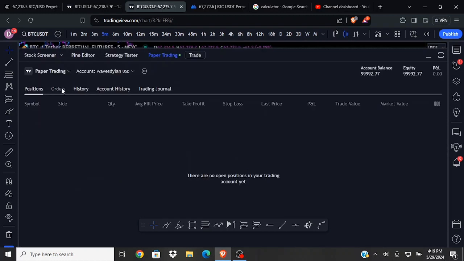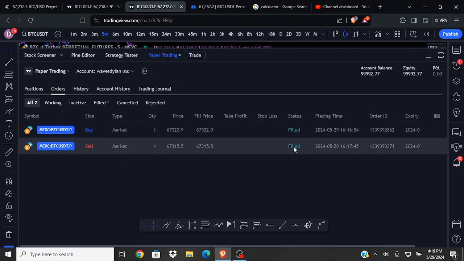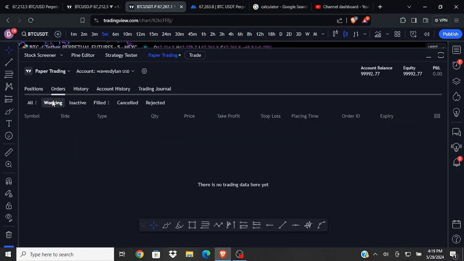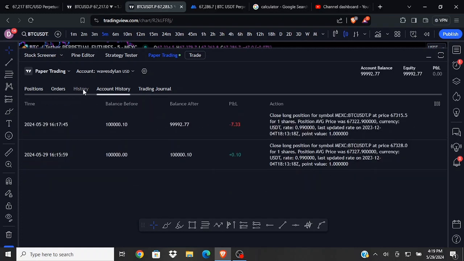And then the other things on the screen, you have your orders here. This shows previous orders, I guess, because these say filled. You can have working, so if you have limit orders or stop losses, it should probably show up here. You got your filled, inactive, all that. You got your history and your account history.